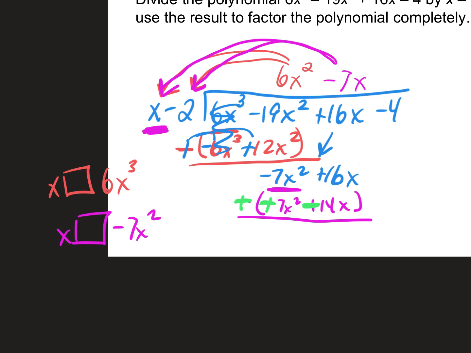So now we combine. What is 16x minus 14x? 2x, good. What happens to your negative x squared and positive x squared? It cancels. And what do you do with negative 4? You bring it down. Now we're going to do the same thing all over again.